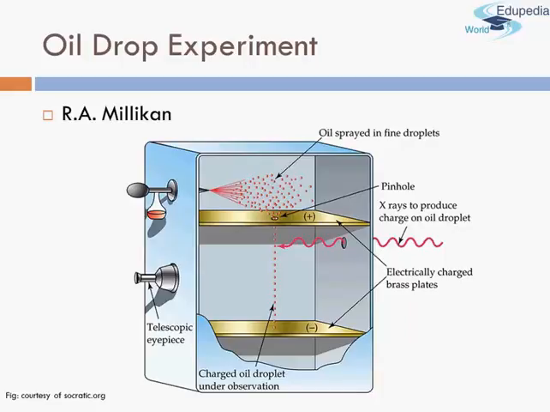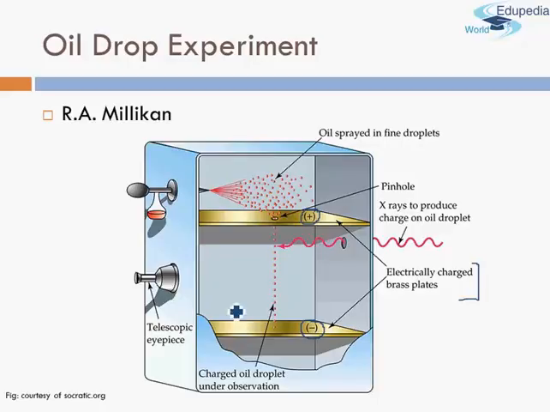If you notice in this figure, we have two metal plates here. This is the positive metal plate, that is our anode, and this is the negative metal plate, that is our cathode. Between these electrically charged brass plates we will have an electric field. We can vary the voltage applied in order to vary the electric field between the plates. Since there is an electric field present over here, any charged particle between these plates will experience an electric force, and by varying the voltage we can vary the electric force.